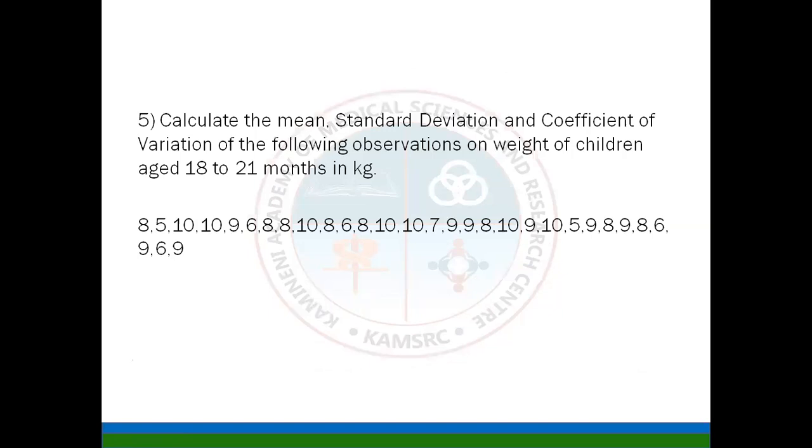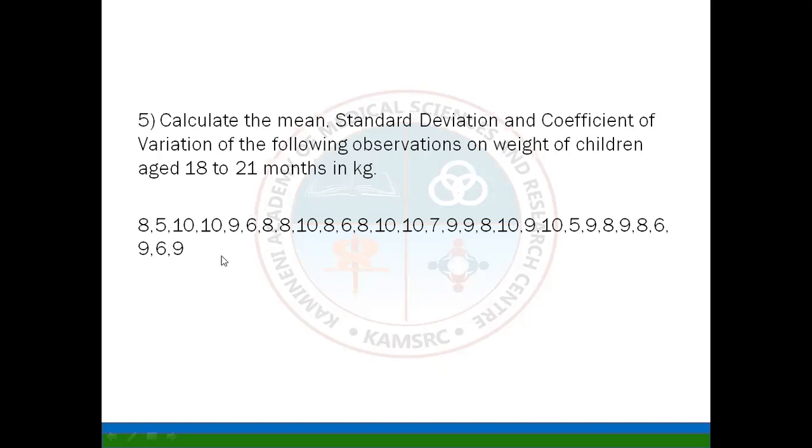Question number 5. Calculate the mean, standard deviation, and also coefficient of variation of the following observation on weight of children aged 18 to 21 months in kgs. So here the weight in kgs. So it is also like a previous question where we calculated mean and standard deviation. But in this question we are calculating coefficient of variation. So I think the values are 30 here.